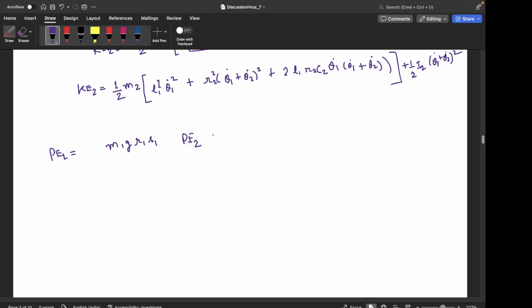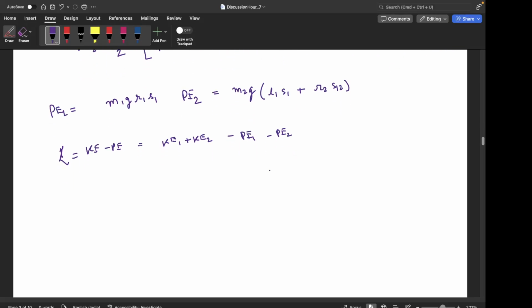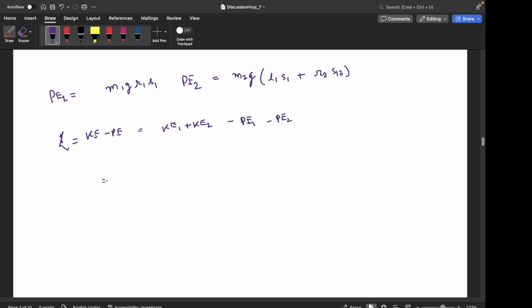And P2 is M2 G times (L1 S1 plus R2 S12). So the Lagrangian, that is KE minus PE, is KE1 plus KE2 minus P1 minus P2. So that will be the Lagrangian.